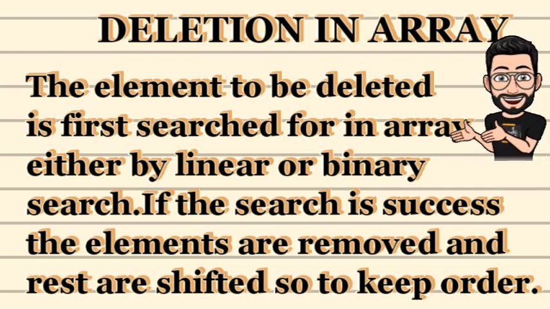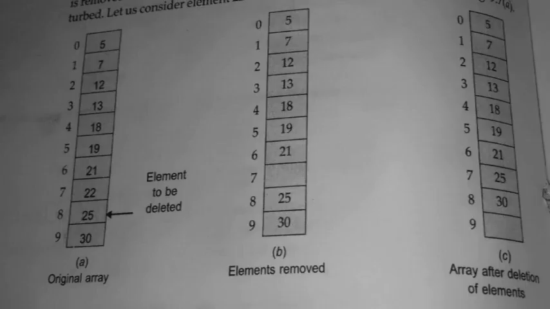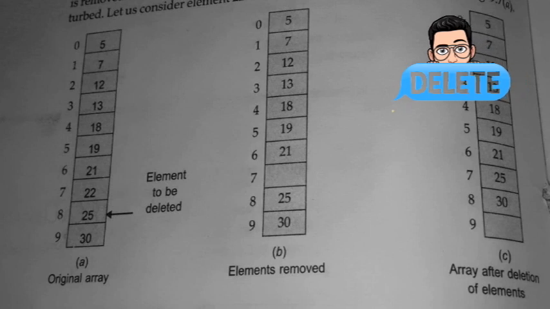Now, whenever I talk about searching or deletion, what is actually going to work? Whenever I perform deletion in an array, the elements are shifted downwards, or in the right direction, and then unused elements are available at the beginning. Otherwise, all the free space is provided at the end. This means if they are shifted to the downward side, the starting position will be empty; otherwise the end position will be empty. As you can see on the screen, there is an example.